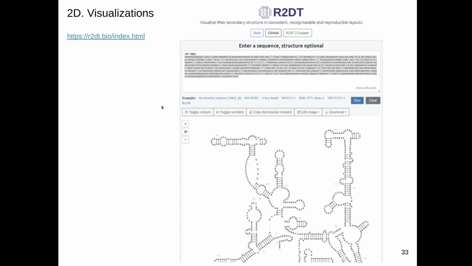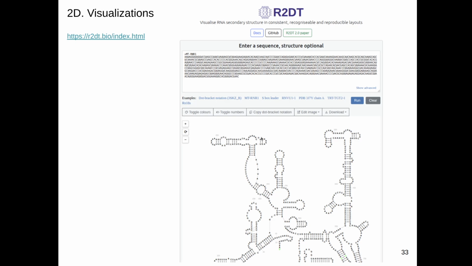Another important tool is R2DT. The key feature of R2DT is that it has, for a number of templates, for a number of known non-coding RNA families like transfer RNAs, ribosomal RNAs, but actually all the families of Rfam and some more, standard layouts, and by sequence input, it actually draws a secondary structure diagram in a standard layout for your specific sequence.